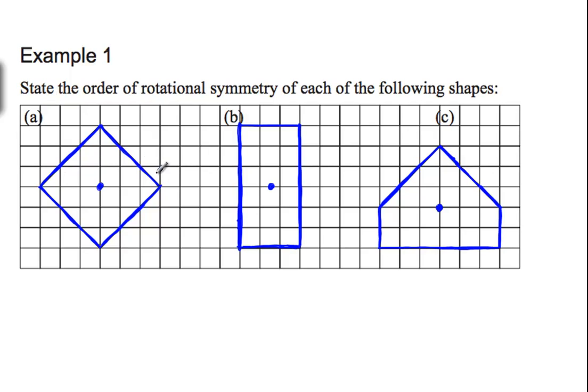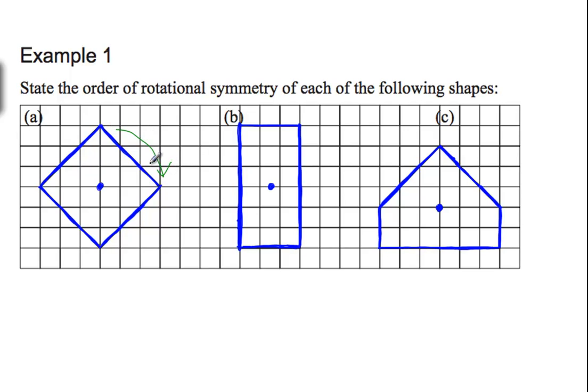Okay, so we look at A, and it's a diamond. I've drawn in roughly the center. If we rotate this diamond, how many times does it make the same shape, if any? When we look at this diamond, if we rotate it 90 degrees, then we will end up getting the same diamond.